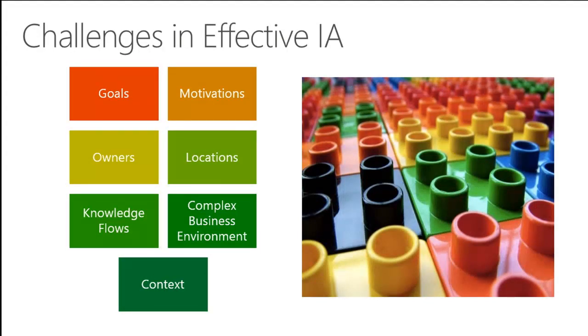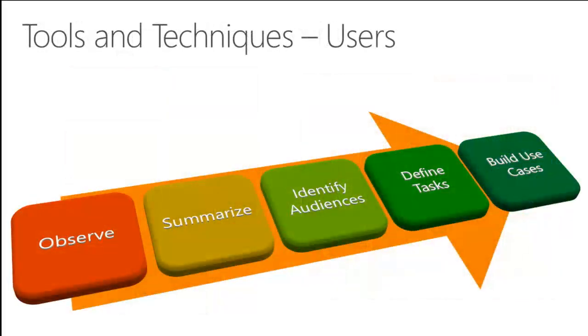And of course, we have some tools and techniques for this. First of all, you have to work with your users. And this is one dimension of the information architecture planning. Working with users is kind of challenging sometimes. You have to observe them.